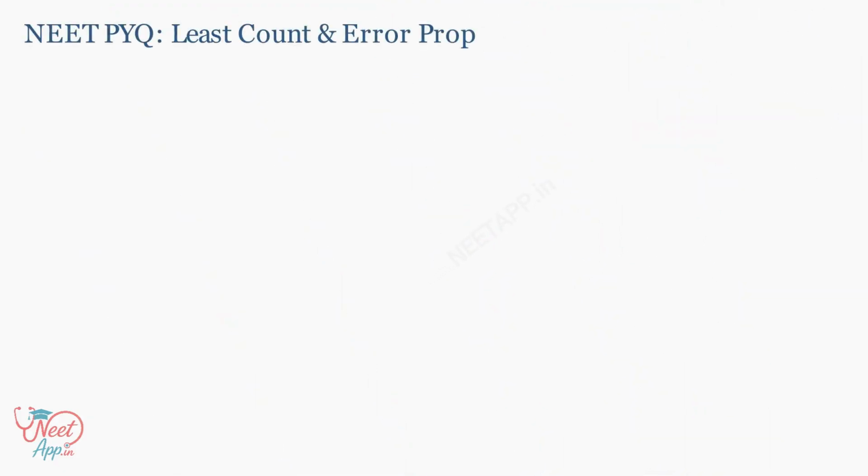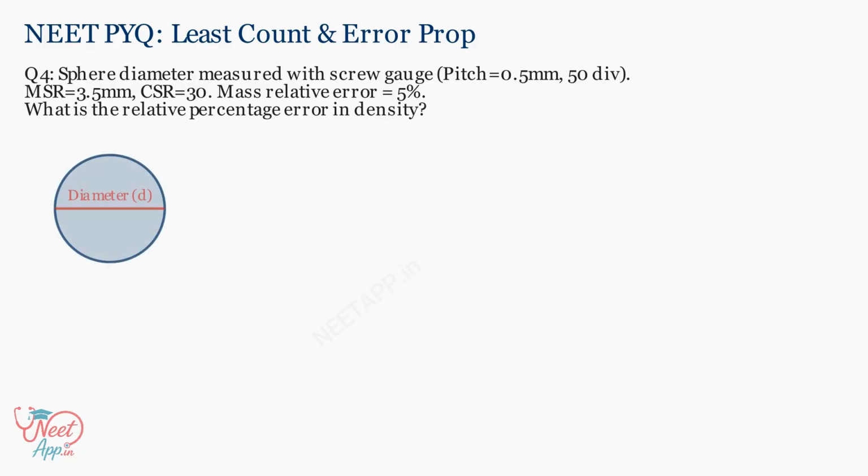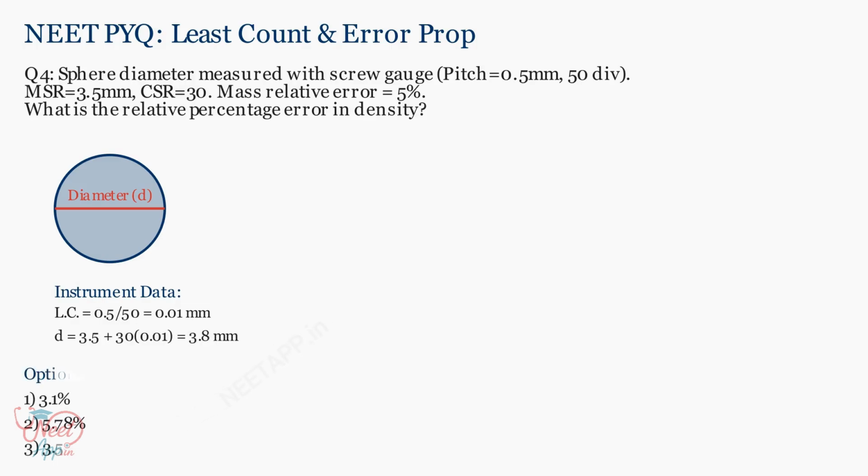Question number 4 is a brilliant multi-concept question. We are calculating the density of a solid ball, but first we have to extract our measurements from a screw gauge. Let's look at our instrument data on the left. The least count is pitch over divisions, giving us 0.01 millimeters. The true diameter is the main scale reading, 3.5, plus the circular scale reading times the least count, which gives us 3.8 millimeters.